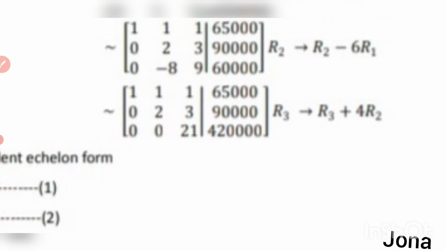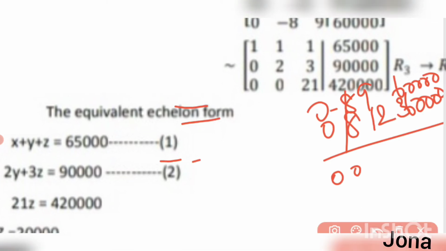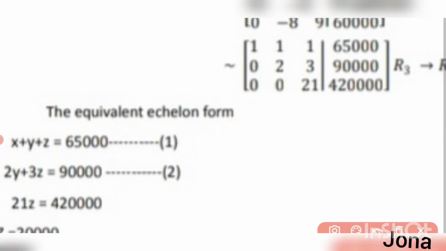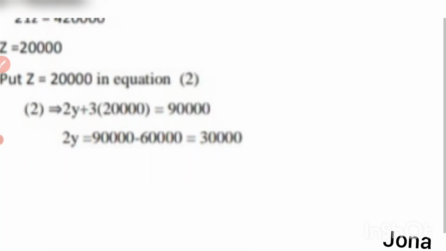So we have 4,20,000 there. Now we got the equivalent form as x plus y plus z equal to 65,000, and here 2y plus 3z equal to 90,000, and here 21z equal to 4,20,000. So we will get the value of z directly. So that z is 20,000.